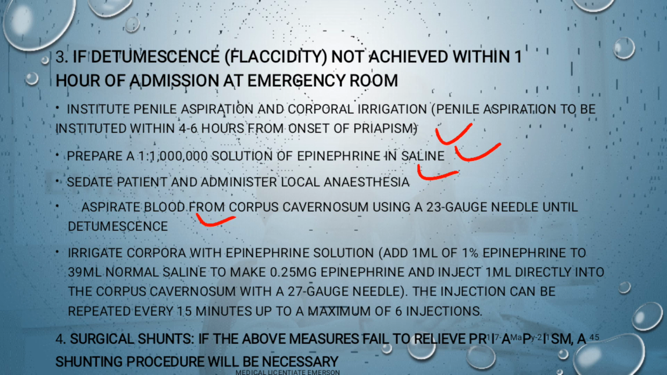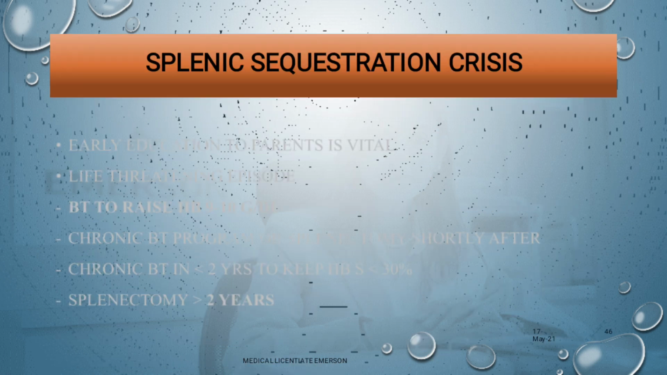Then the injection can be repeated every 15 minutes up to a maximum of 6 injections. Then surgical shunts: if the above measures fail to relieve priapism, a shunting procedure will be necessary. So that's how you manage priapism.